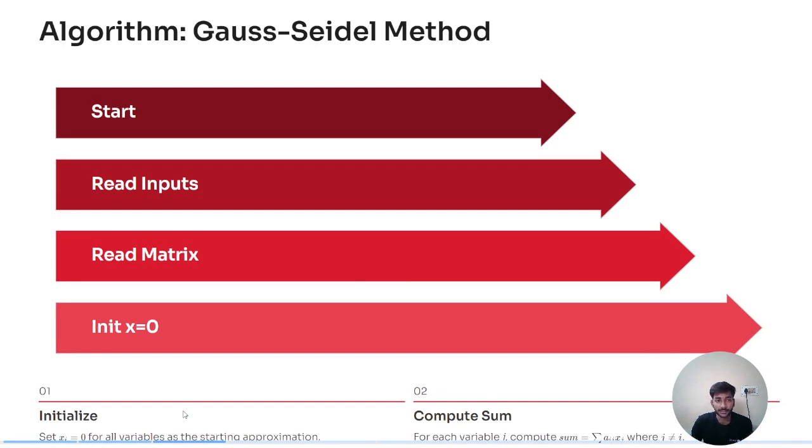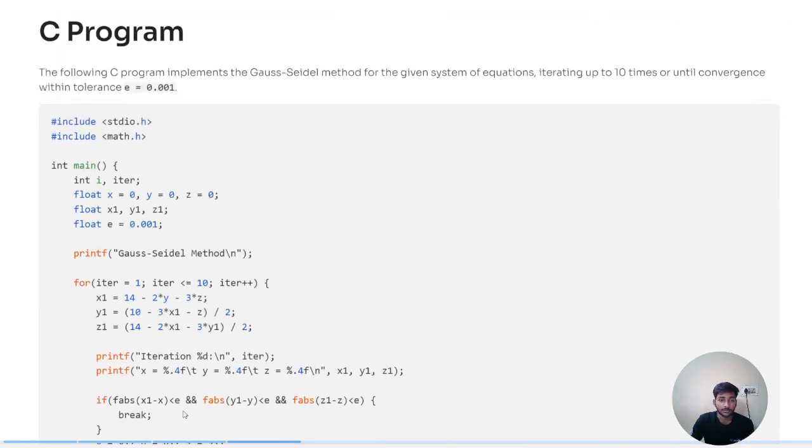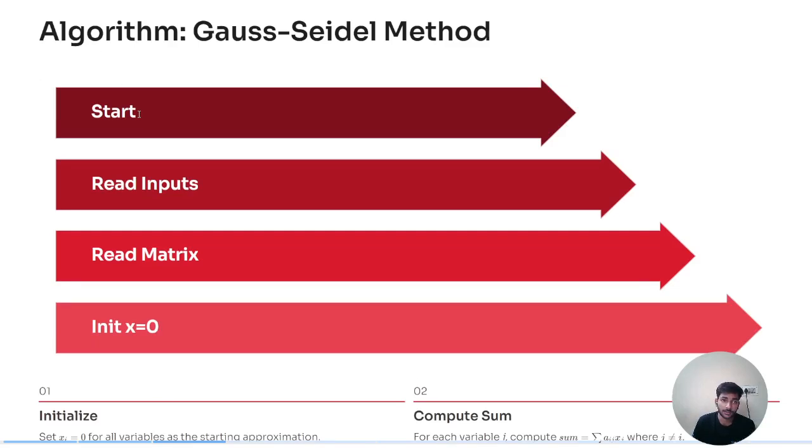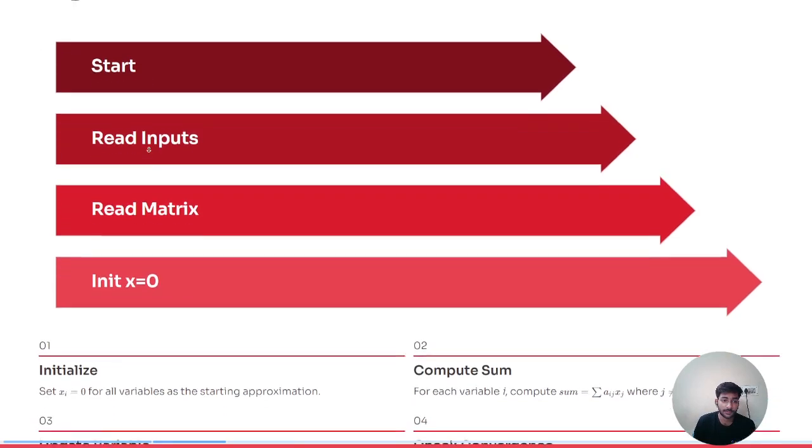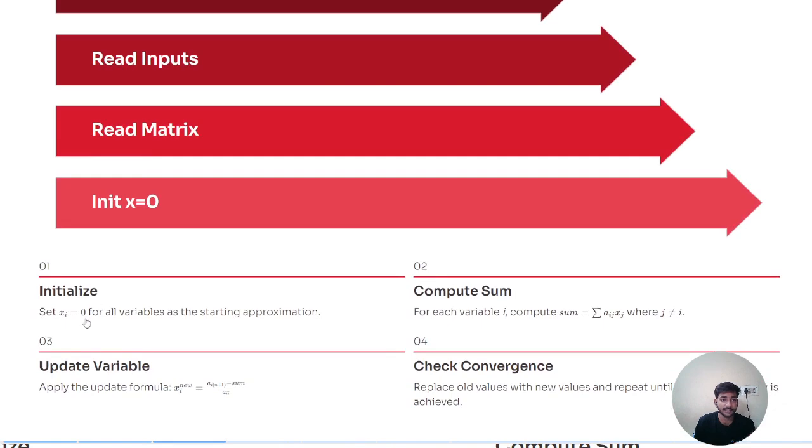First of all, we will read the matrix and input, with x equal to 0. First of all, initialize xi equal to 0 for all variables as a starting point. Means we will initialize the x value equal to 0, y value equal to 0, and z value equal to 0.